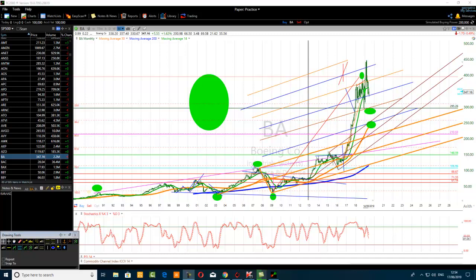Alright, so this is the Pitchfork tool. We need 3 points to draw the Pitchfork tool. The first point, second point, third point. Now we have our Pitchfork tool on the chart.